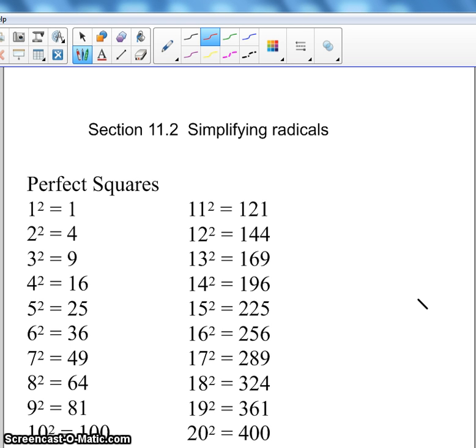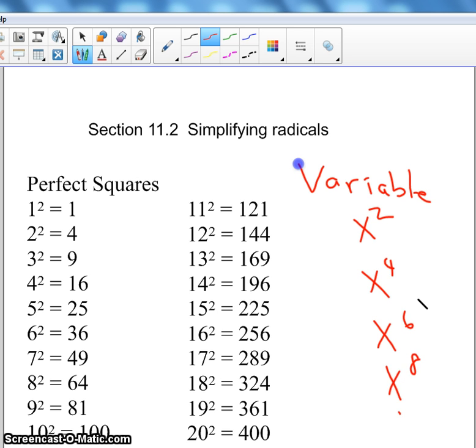The other thing we have to know is what perfect squares look like as variables. When I have a variable, x squared is a perfect square, x to the fourth is a perfect square, x to the sixth, x to the eighth. So it turns out multiples of 2 are perfect squares. And so it would be beneficial to talk about the square root of those.